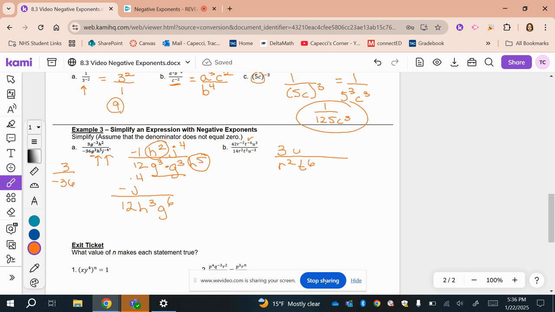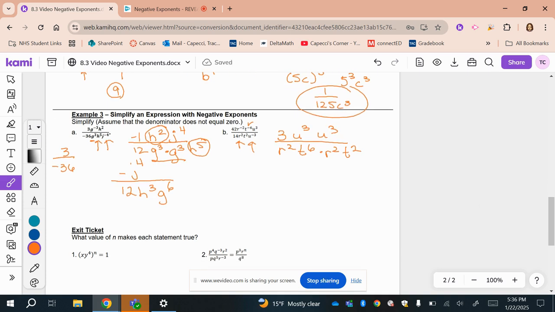U to the third is positive. That's fine where it is. R to the second stays where it is. It's positive. T to the second, same thing, stays where it is. And U to the negative 3 moves and becomes positive. Okay, now I'll clean all that up.